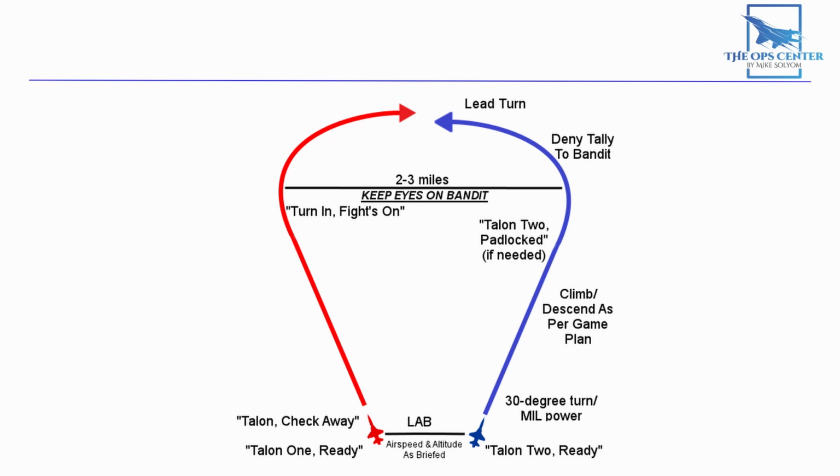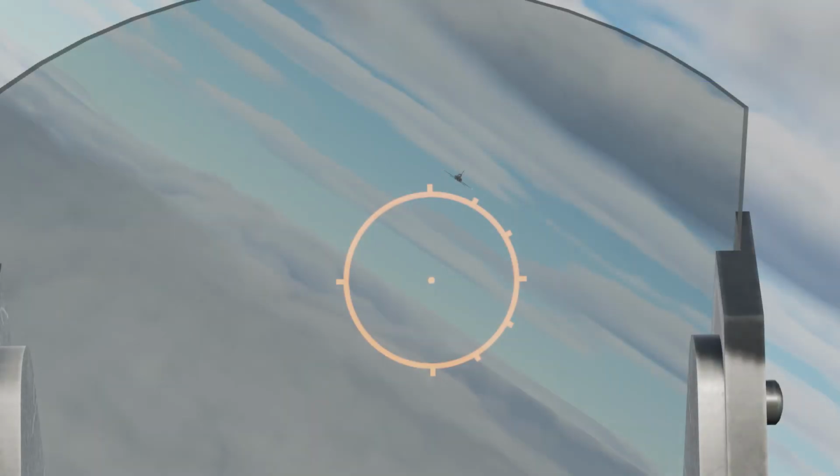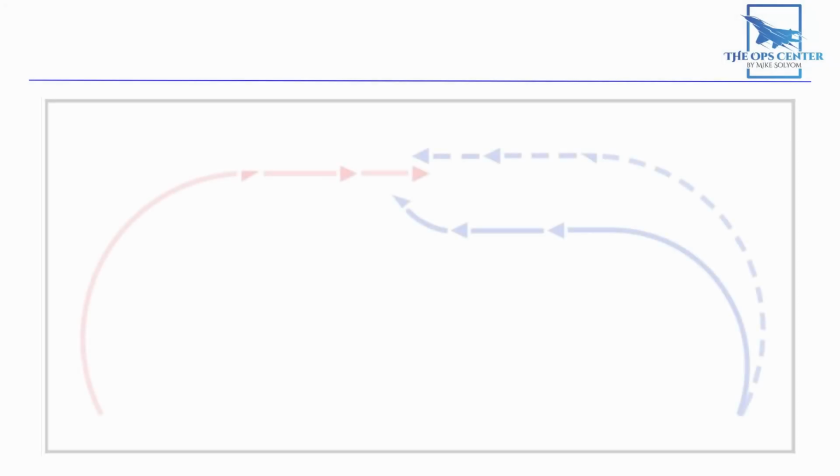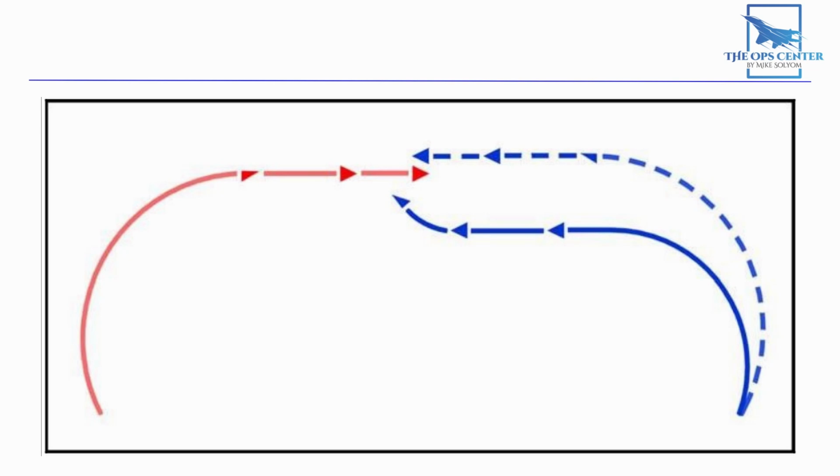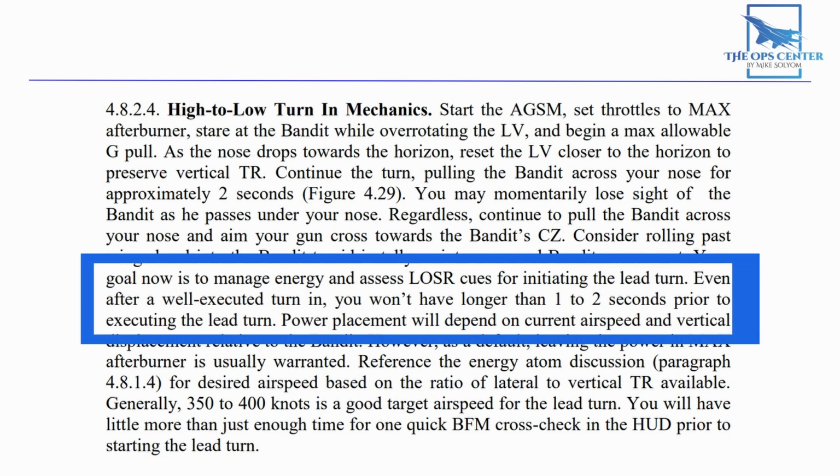The goal here will be for the fighter to end up on the bandit's 6 o'clock within gun range, which is 2,500 feet or less. At that range, the bandit's wingspan fits between 2 of these lines in the fighter's gun sight. It's also between 0.4 and 0.5 miles if you have labels turned on. You'll probably notice right away that after the turn-in, there isn't a lot of time before you need to execute a lead turn. This is true in real-life training too, where even after a well-executed turn-in, you won't have longer than 1 to 2 seconds prior to executing the lead turn.